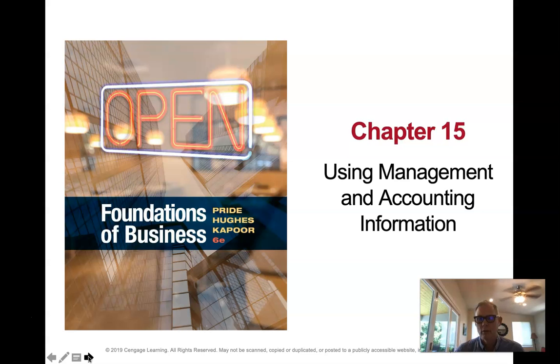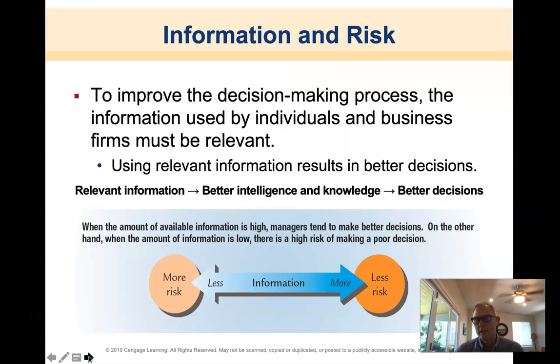So let's get started. So first of all, information and risk. There is definitely a correlation between the two. And so to improve the decision-making process, it's really important that the information used by individuals and businesses is both relevant and timely. Relevant meaning it's something that's going to help us make a decision, and timely in the fact that it's up-to-date information, and it's again relevant in that it's going to help us make specific decisions.